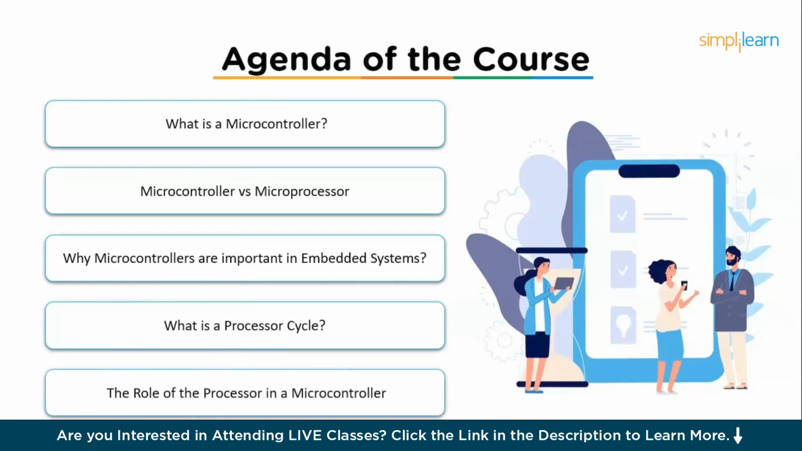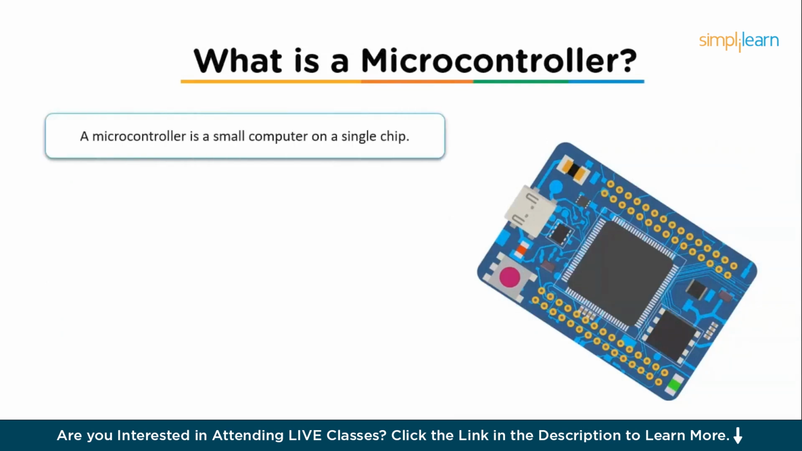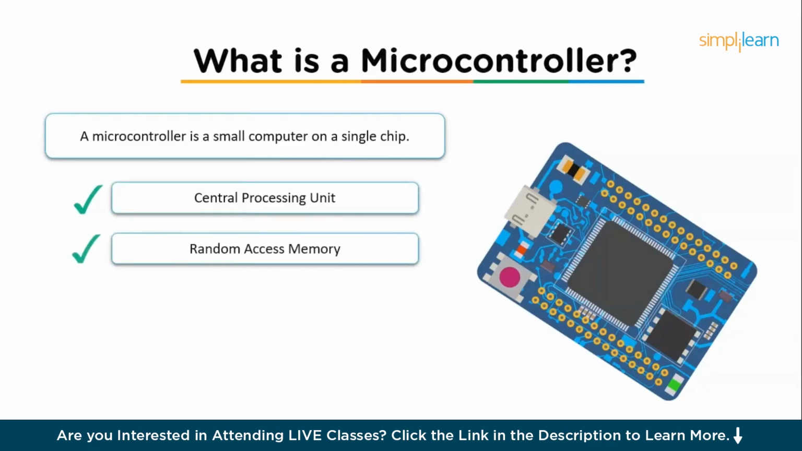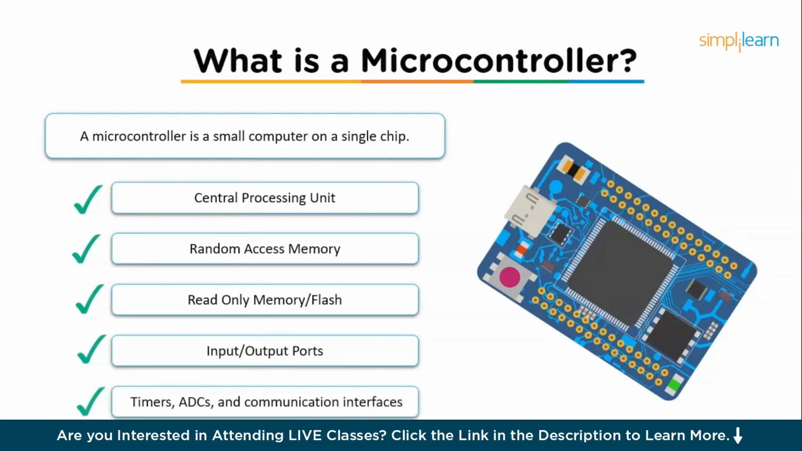So let's get started. Let's move on to understand what a microcontroller is. A microcontroller is a small computer on a single chip. It contains a central processing unit, then RAM, the random access memory, which is the temporary memory. Then we have ROM or flash, which is for storage, a read-only memory. Then we have input or output ports, and sometimes timers, ADCs and communication interfaces. All of this is packed into a single integrated circuit, often smaller than a coin.